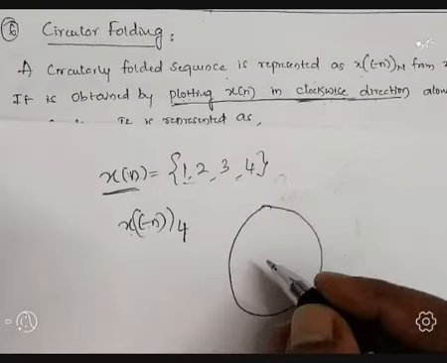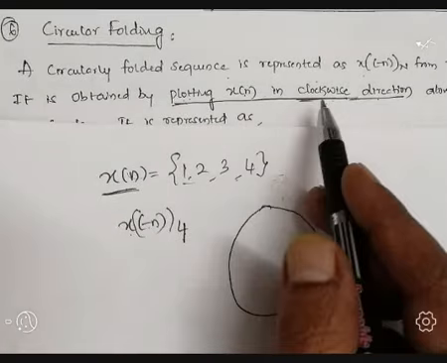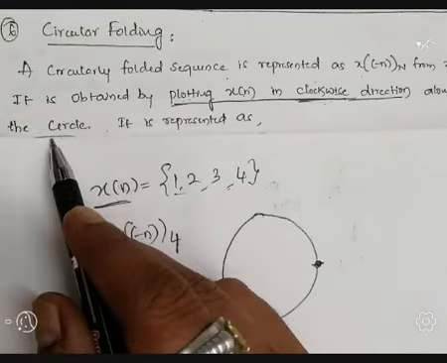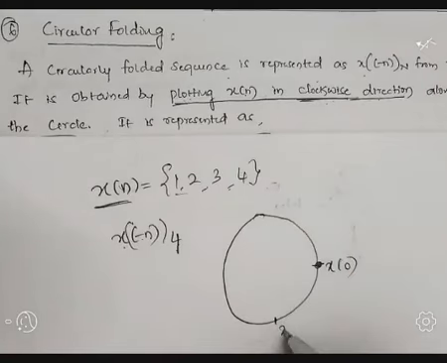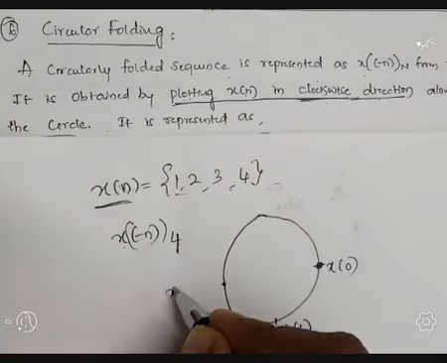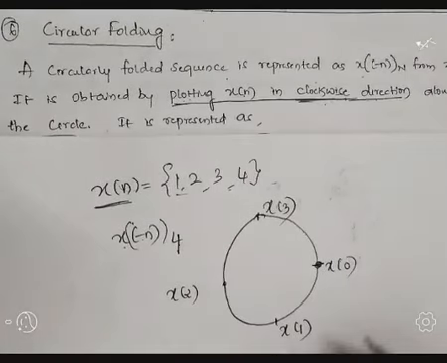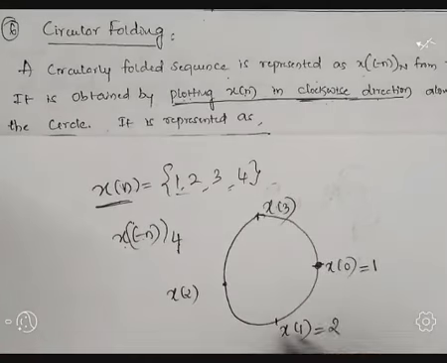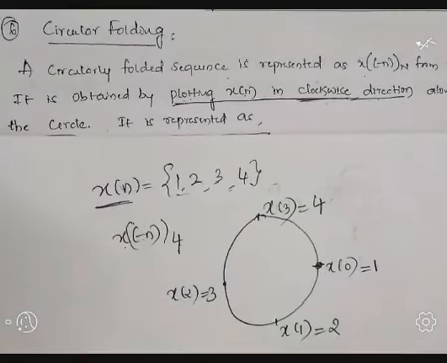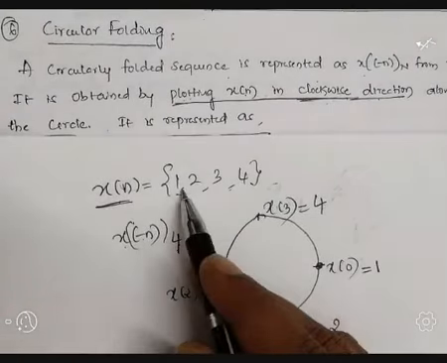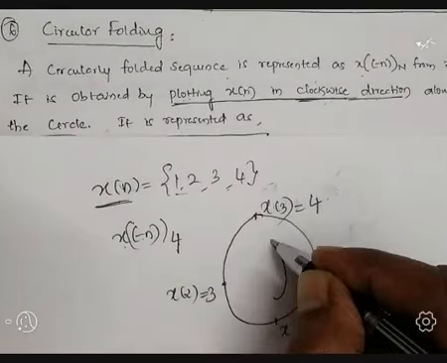As per the statement, this is the starting point. Plot x of n. This x of n we have to plot in clockwise direction in the circle. X of 0, clockwise direction means like this. It will go like this. Next x of 1, then x of 2, then x of 3. X of 0 is 1, x of 1 is 2, x of 2 is 3, x of 3 is 4. So we plotted the samples of the given sequence in clockwise direction in a circle. But while reading, we have to read in anti-clockwise direction.